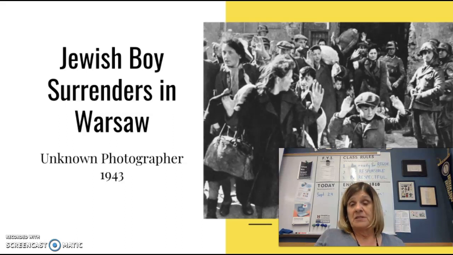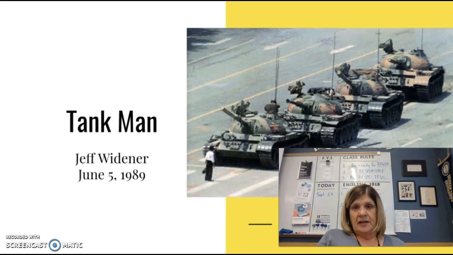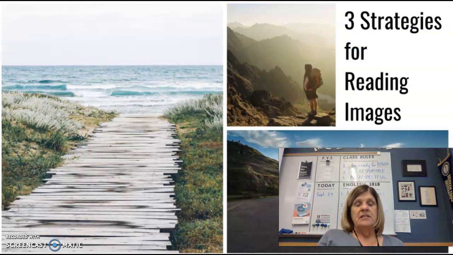Here's another one, this famous picture. We have no idea who actually took it, but you can see this little Jewish boy surrendering to the Nazis. And this famous photo from Tiananmen Square back in 1989, that this man recognized the power of one over the power of a mighty nation and actually forced the parade to stop for 15 minutes, even with tanks right in front of him. So those are some reasons why images are powerful.